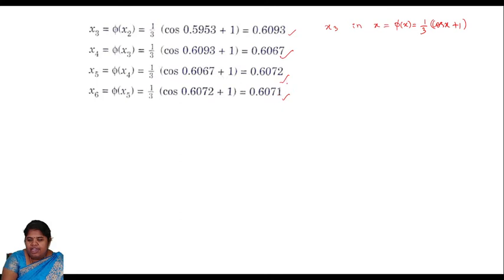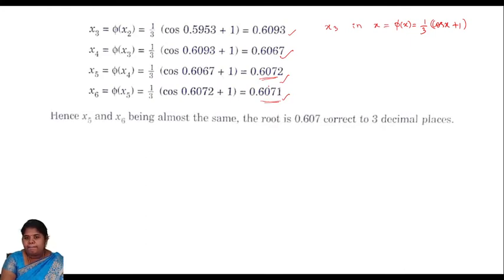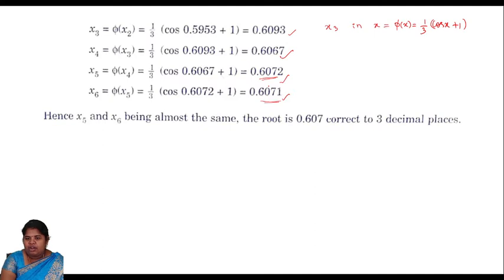Now the values of x5 and x6 are approximately equal: 0.6072 and 0.6071. So we can stop our iteration here. x5 and x6 are almost the same. Therefore, the root is 0.607, correct to 3 decimal places. So the root of the equation is 0.607, which should be between 0 and pi by 2. So this is our important point: the root lies between 0 and pi by 2, which is 0.607.